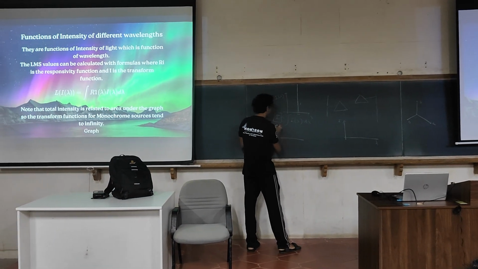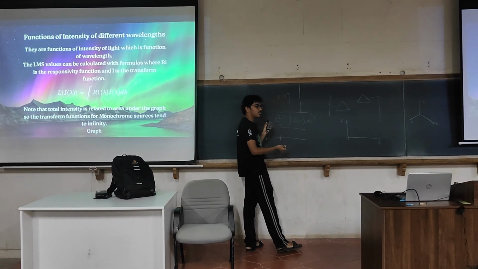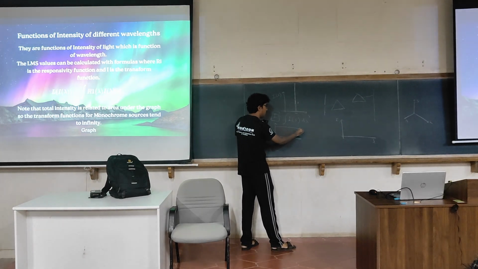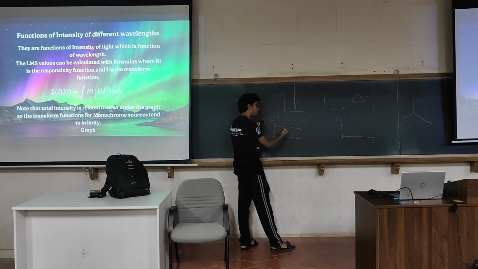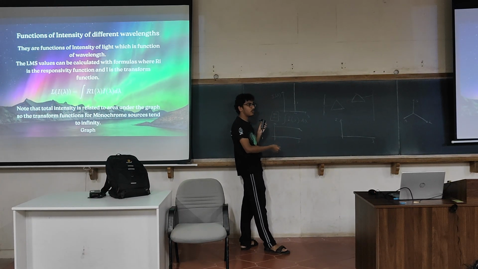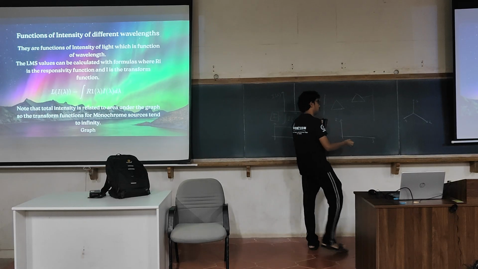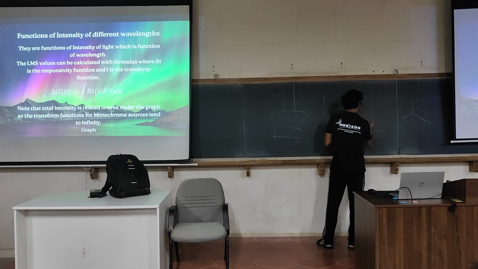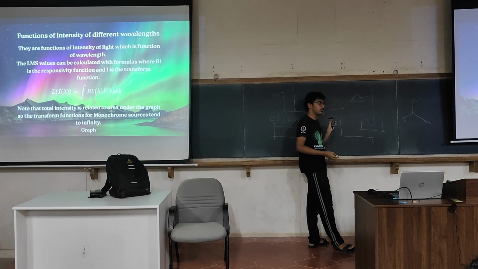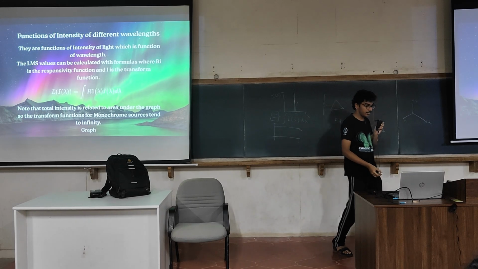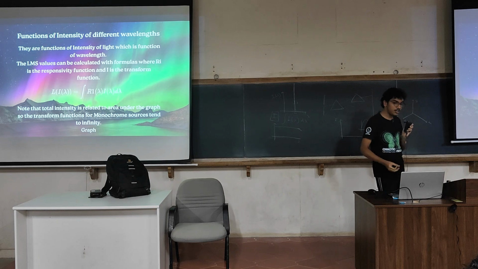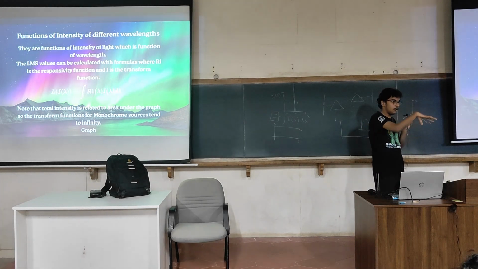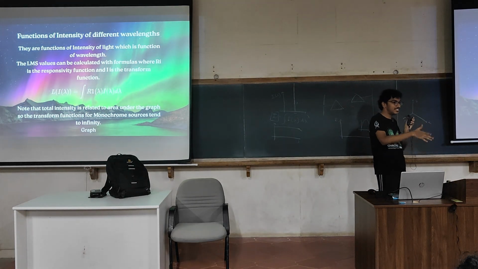If I take white, white would be almost like this. There will be something like this. This is how white would look. And for pink, pink would be like this. So this is how the intensity spectrum would look. Now what we can do is give different intensity spectrums into our LMS functions and see the colors.